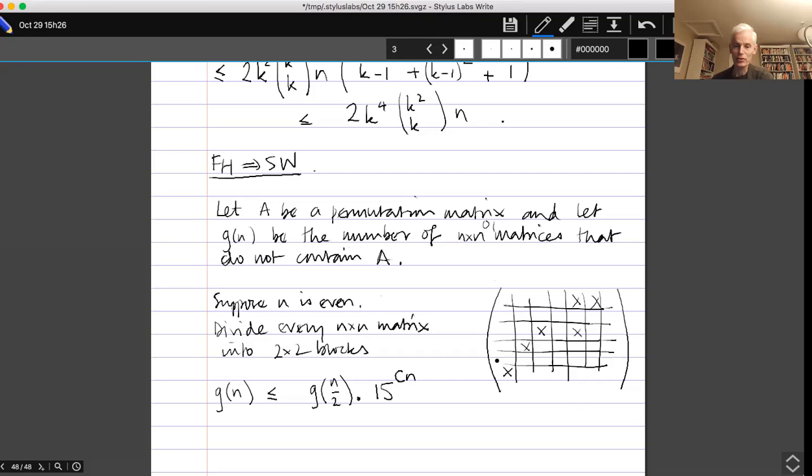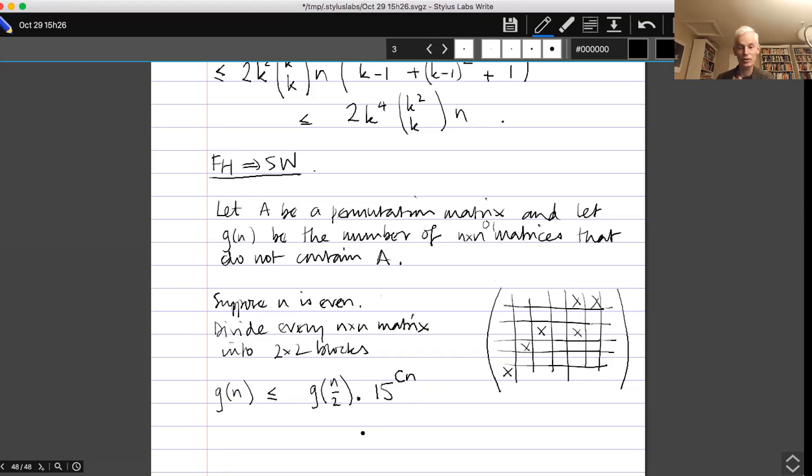So I've done two things. I said that the number of ways of choosing these blocks is at most G of n over 2. That's just the inductive hypothesis. But the number of blocks that there actually are in each way that we do it is at most cn, and there are at most 15 ways that we can fill a block so that there's at least one 1. So the number of ways that we can produce this matrix is 15 to the cn. So G of n is at most G of n over 2 times 15 to the cn.